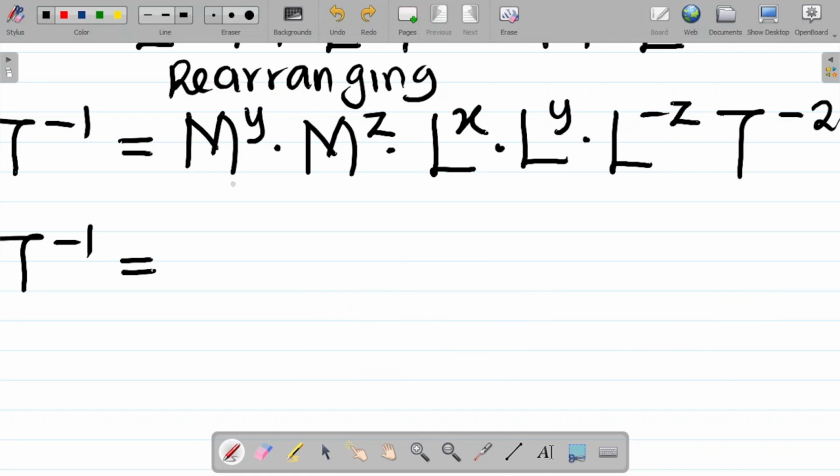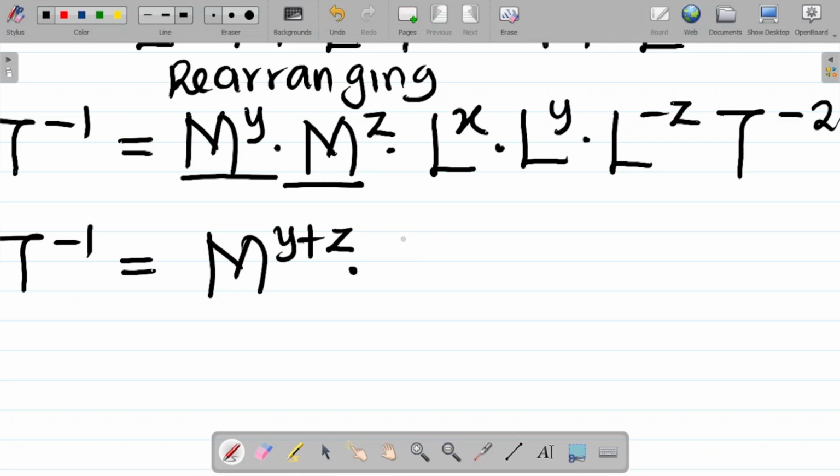That's the concept. So from here, m and m are multiplying, so it becomes m to the power of, add up their power, y plus z. So I have that. That becomes y plus z. I'm done with m. I'm going to l. l, l, l. They're multiplying. I'll add up their power. So it becomes x plus y, y plus minus z. And that becomes x plus y minus z.